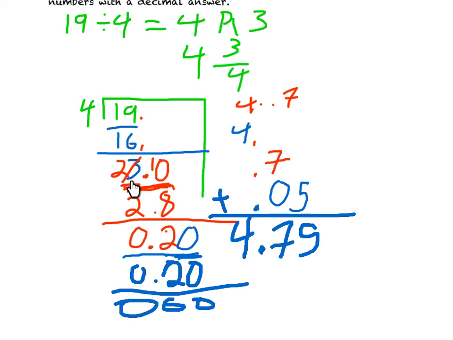add zeros and make sure we're bringing down our decimal point, so we know where to write it over here. And then do the same thing right here, bring down the decimal point. So we're going to add zeros when we can't do 4 into 3, so we had to do 4 into 30. So just remember to add those zeros, and then you'll be able to get decimal answers for an example like 19 divided by 4.